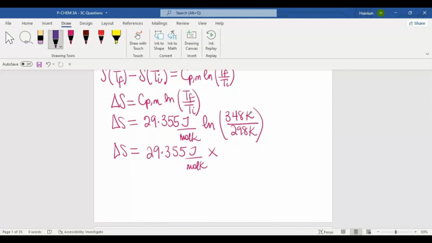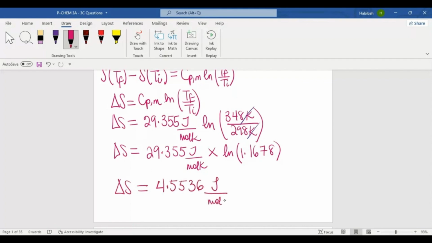Of course, because we have the same units, we can just cancel out the Kelvin. So that would be ln of 348 divided by 298, which is the same thing as ln 1.1678. So that's basically how it's done. You can input this information in your calculator. 29.355 times ln 1.1678 will give you the change in S to be 4.5536 joule per mole Kelvin.